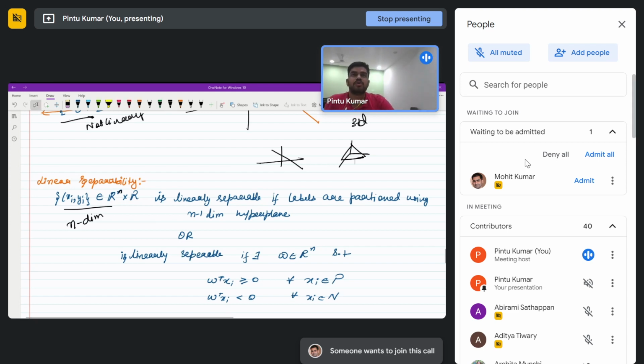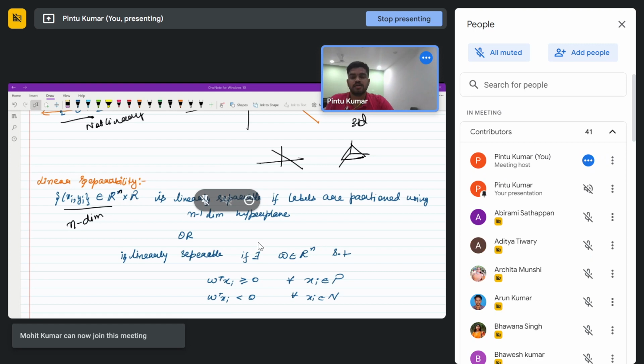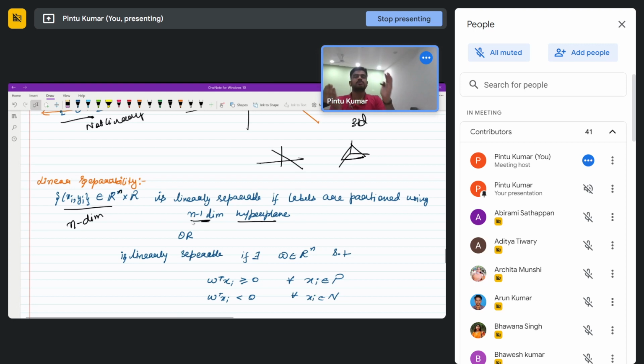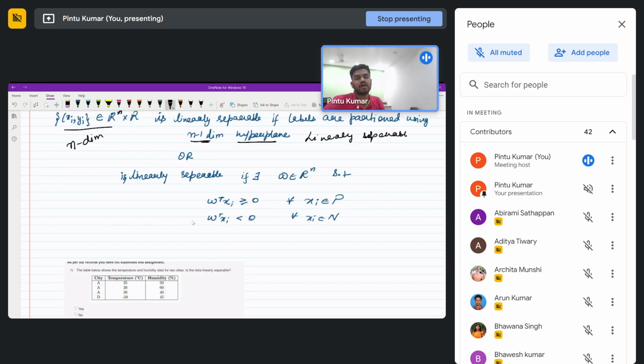So if you have n-dimensional data and you are able to partition it into two parts using an n minus 1 dimensional hyperplane, so that in one part you have all the positive points and in the other half you have all the negative points, then that kind of data is called linearly separable data. This is one thing. And mathematically, if somebody asks you how can you say whether a data set is linearly separable or not?